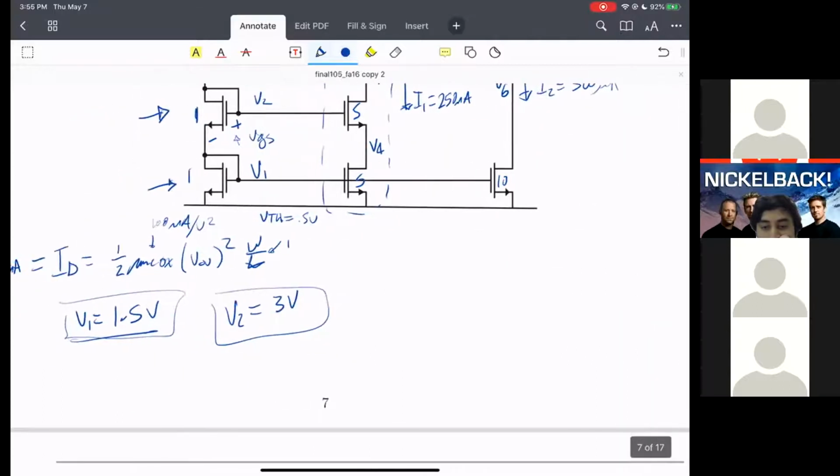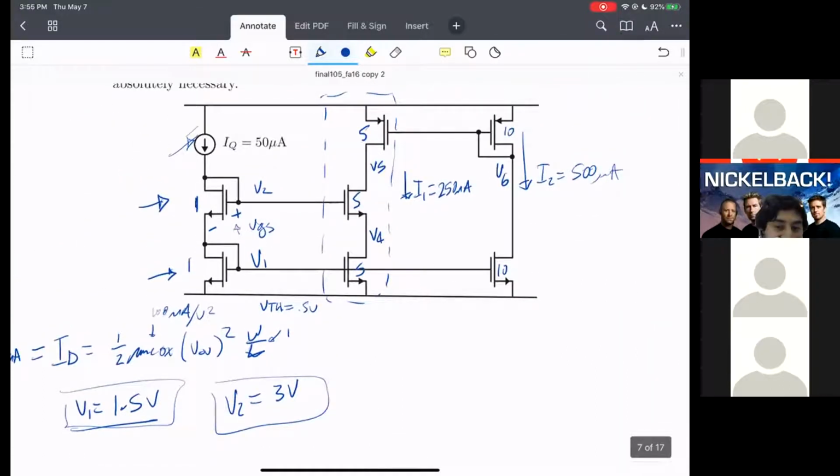And then we're going to have a very similar situation for V6, where we need to have a VGS that's equal to 1.5 volts. But in this situation, V6 is going to equal 5 volts minus 1.5 volts. So then we get 3.5 volts. And then the interesting part is that V4 is going to equal 1.5 volts. And the reason for that is because we also need a plus minus 1.5 volts on here.